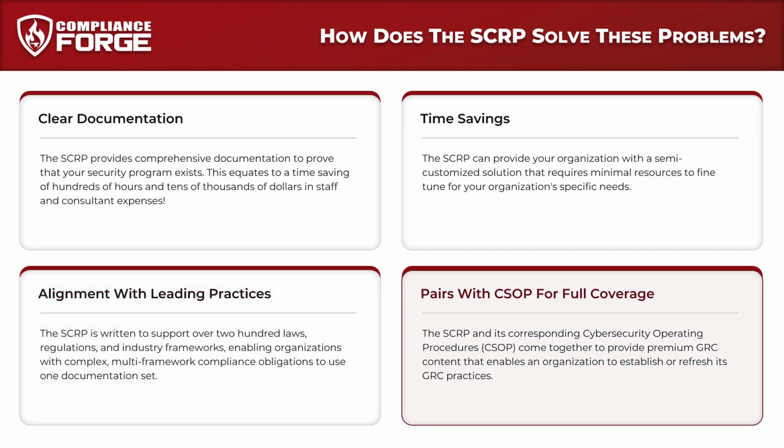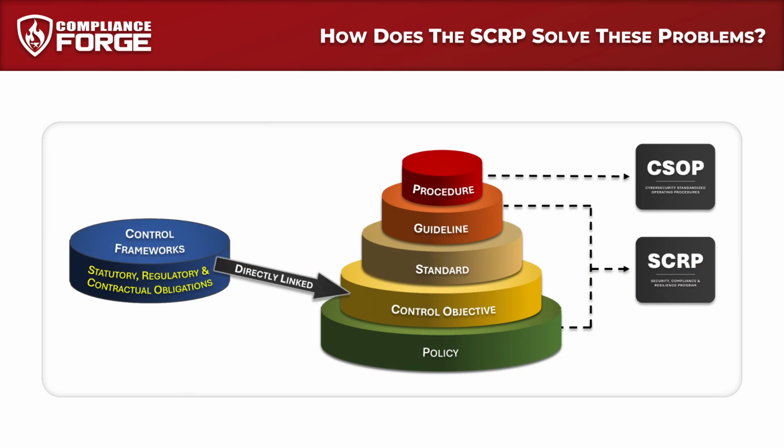And the fourth, it pairs with the CSOP for full coverage. The SCRP and its corresponding cybersecurity standardized operating procedures come together to provide premium GRC content that enables an organization to establish or refresh its GRC practices. As a visual, control frameworks with statutory, regulatory, and contractual obligations are directly linked to a hierarchy of policies, control objectives, standards, and guidelines, which the SCRP covers, while the companion CSOP covers the procedures.